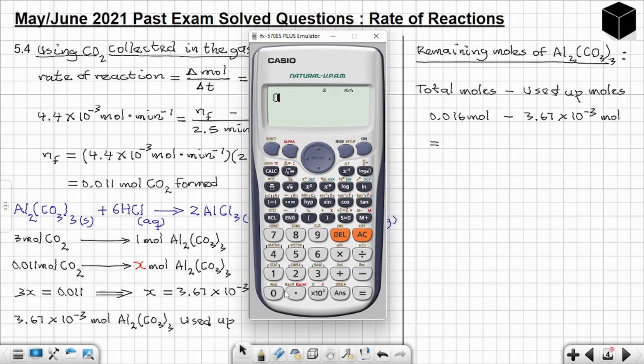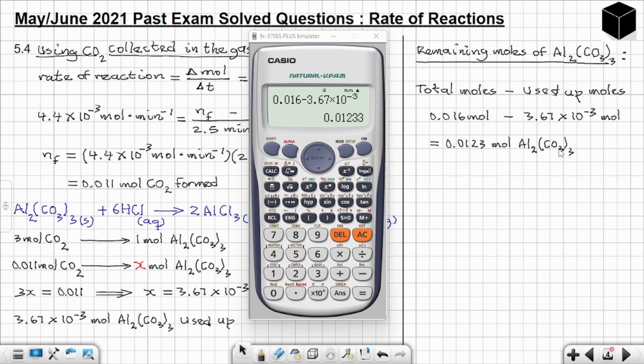Okay, so you have 0.016 minus this 3.67 times 10 to the power negative 3. Okay, so this is the answer. So this is the moles of aluminum carbonate remaining in the flask. Okay, so we have solved for question 5.4.